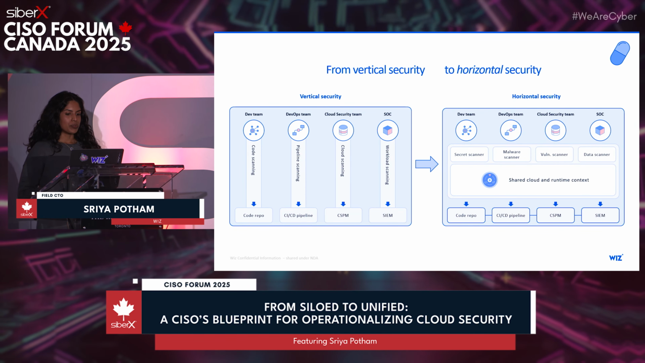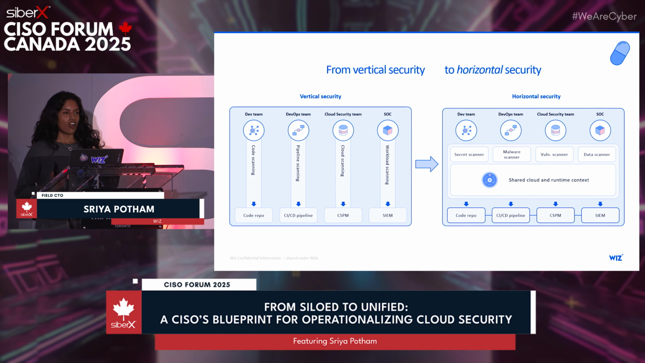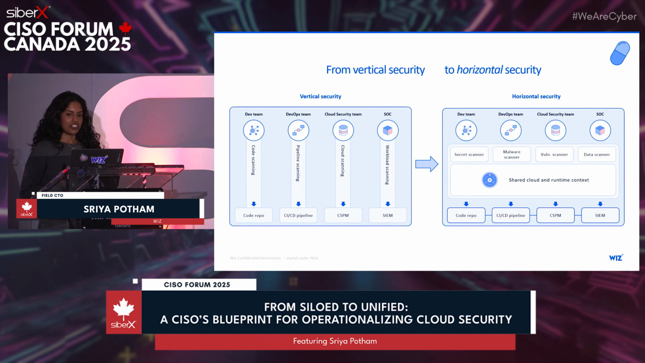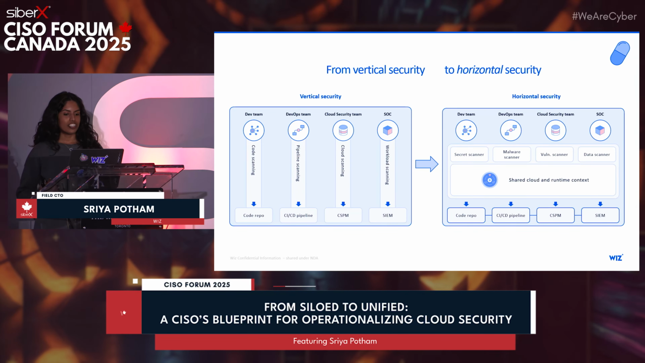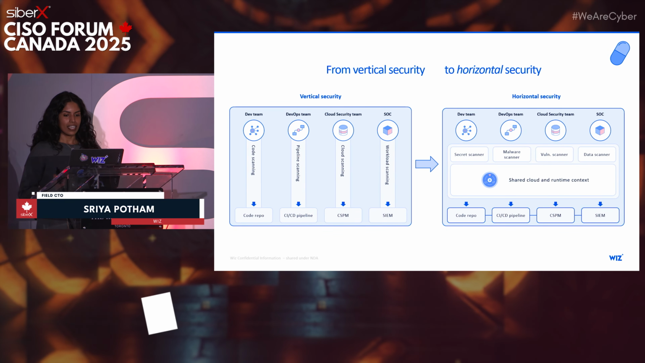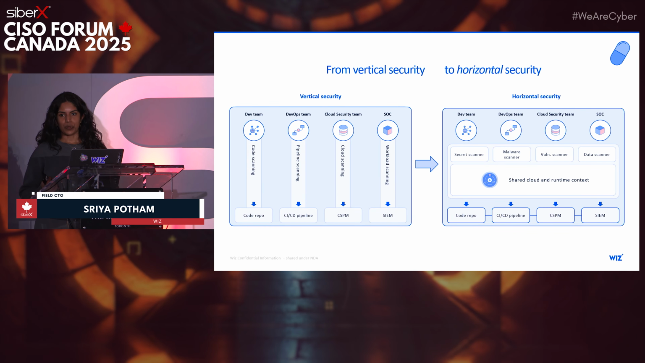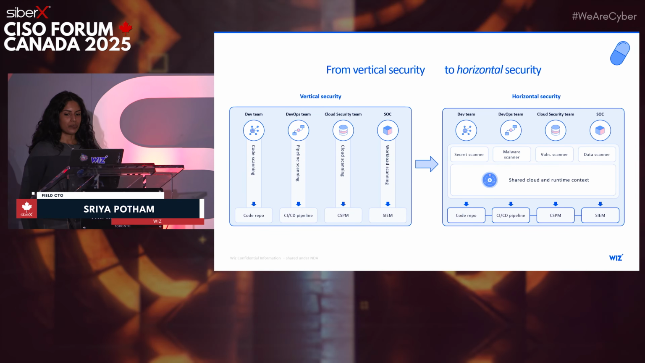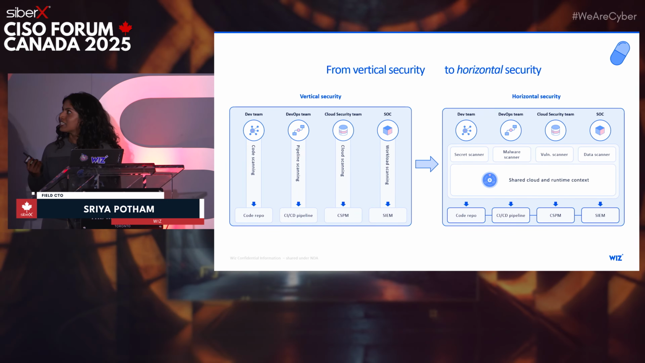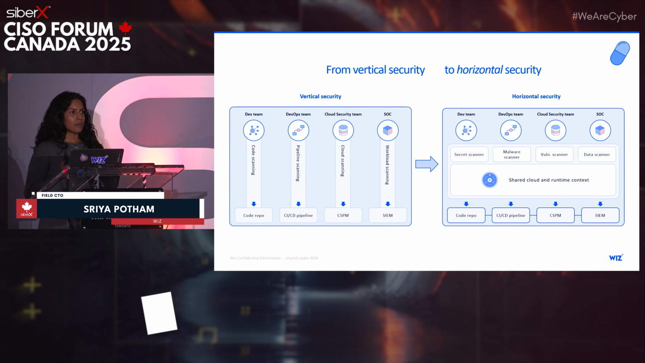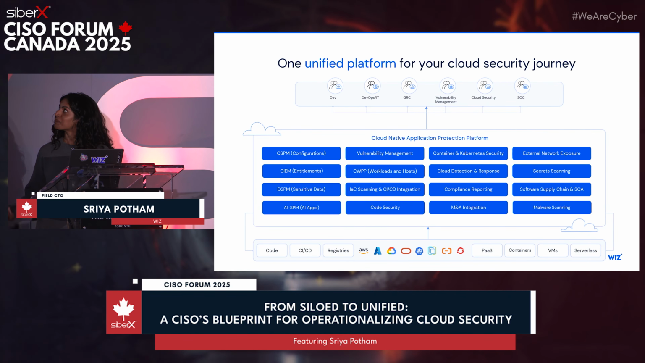In this model, tools like secret scanners, malware scanners, vulnerability scanners, and data scanners are all interconnected and don't work in isolation. They feed into a shared cloud and runtime context, ensuring that each team operates with the same actionable insights tailored to their specific roles. This eliminates silos, reduces noise, and enables teams to prioritize and remediate risks effectively. In the next few slides, we'll dive into the people and the process and the technology elements required to make horizontal security a reality.